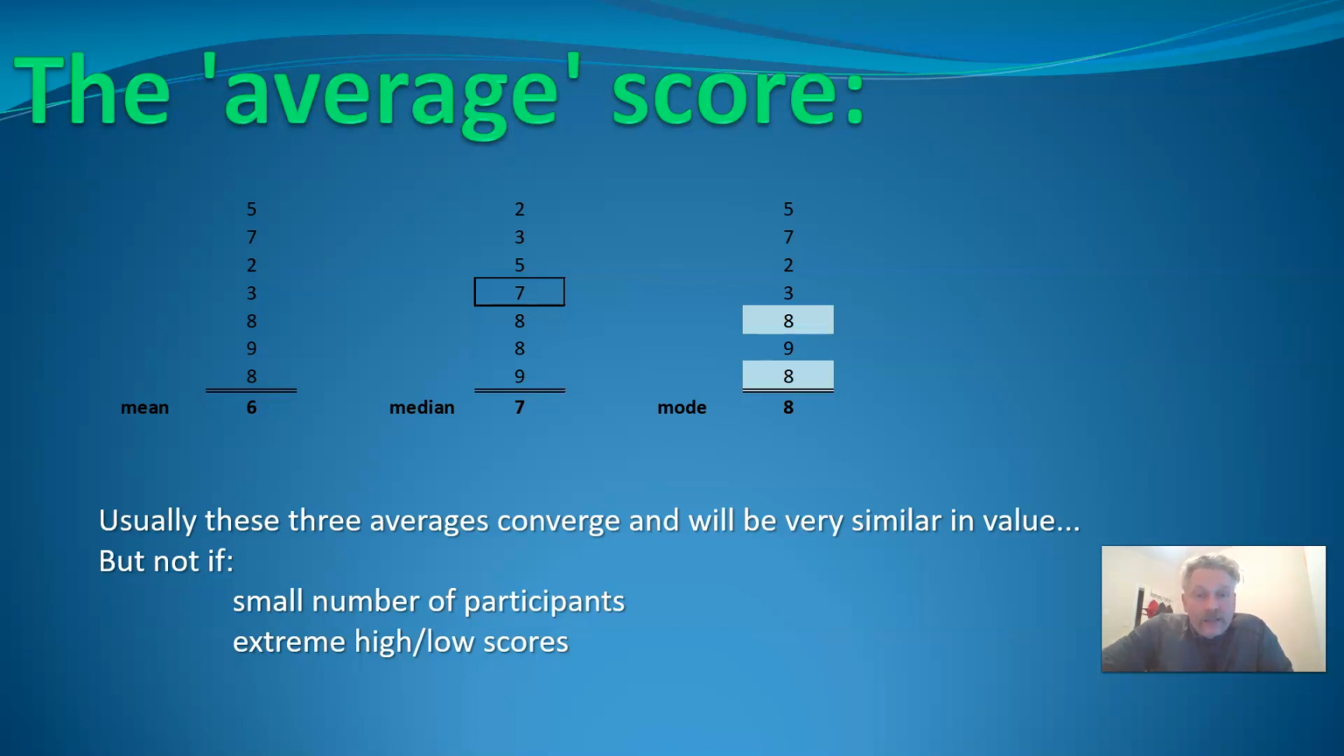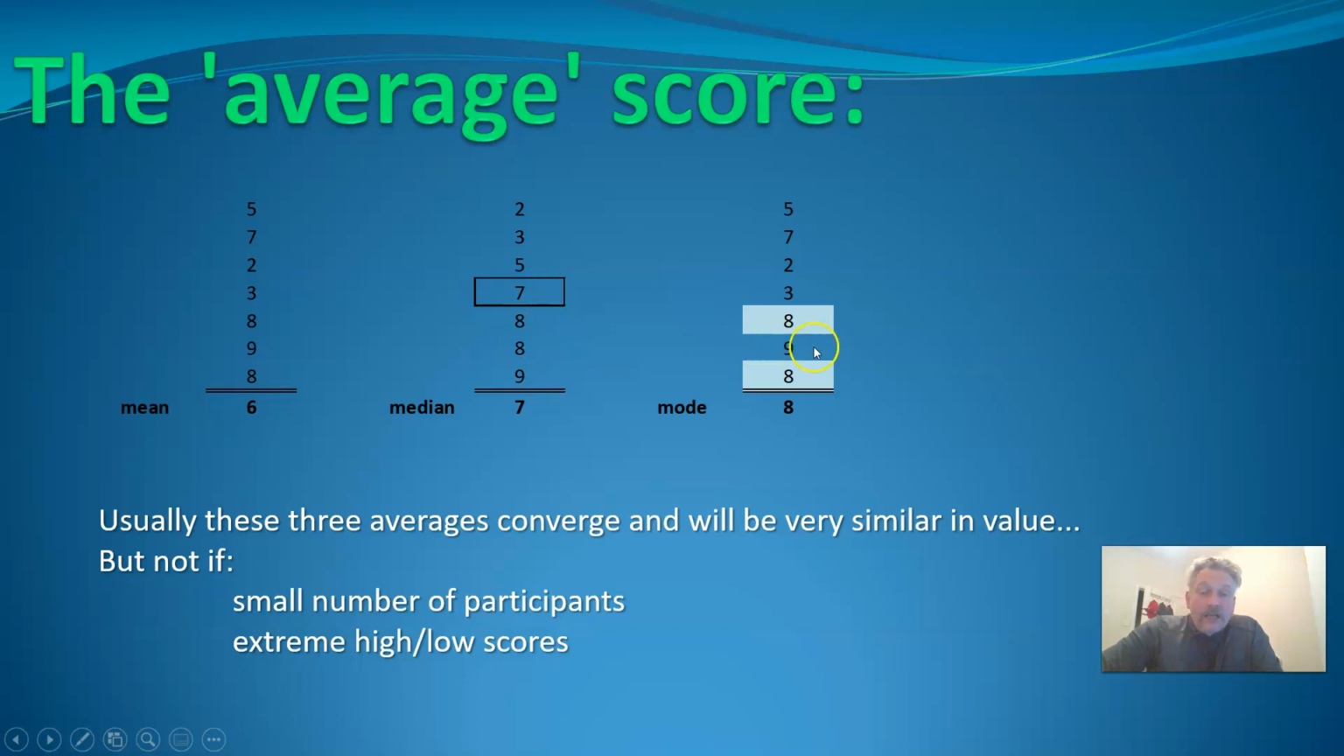Another example could be if you have extremely high or low scores. That can affect the averages. If you think of the mean, because that takes into account the value of every single number, let's just say that this last number wasn't 8, let's say it was 80. All of a sudden, your mean is going to be hugely different because of that one single value. Whereas in the median, if that 8 was 80, it wouldn't make a difference. It's still going to be 7.